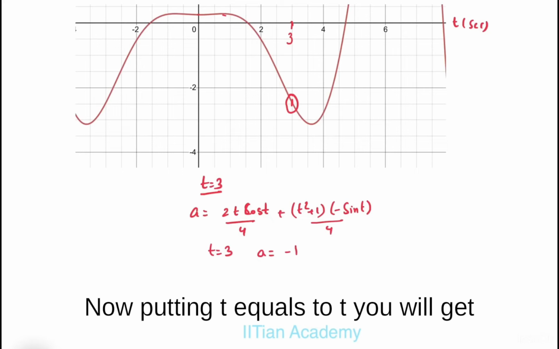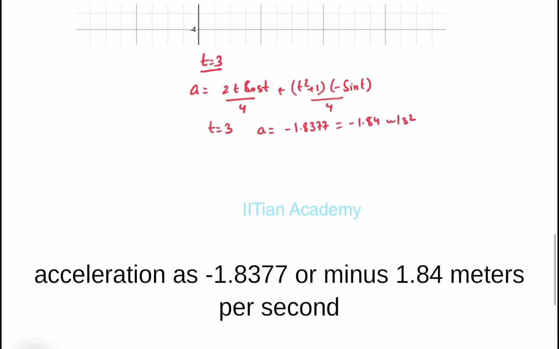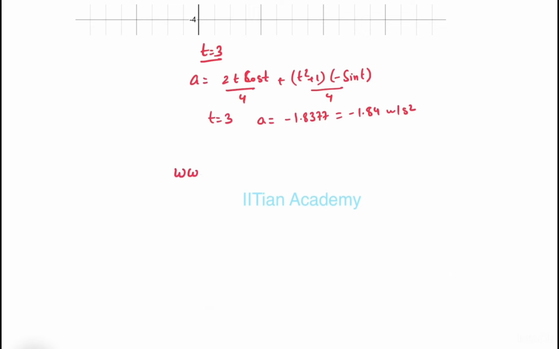Now putting t equals 3, you will get acceleration as minus 1.8377 or minus 1.84 meter per second square. Negative here reflects it is in the opposite direction.